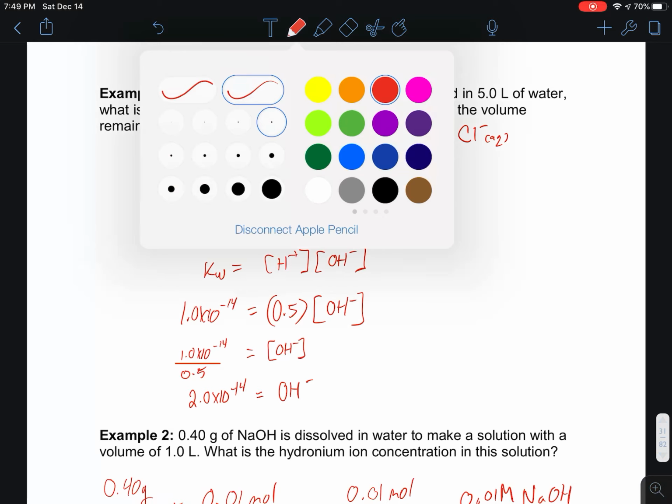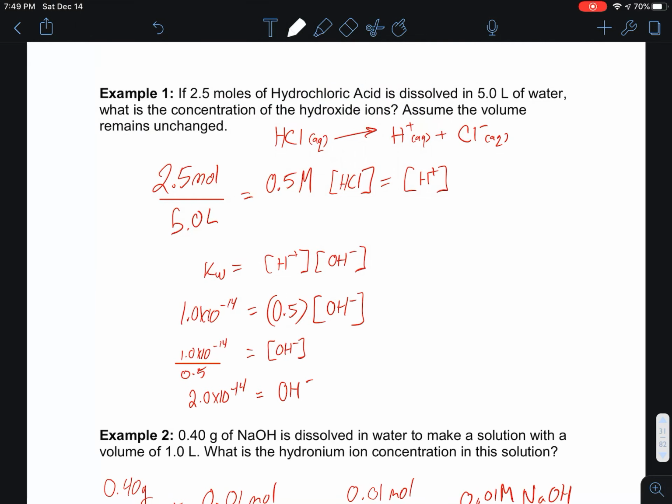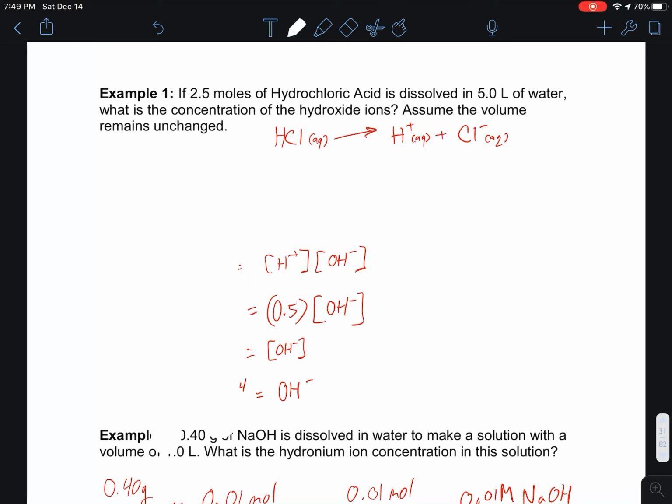So here's an example. If we had 2.5 moles of hydrochloric acid, and I'm going to do the same hiding trick here. Okay, so if 2.5 moles of hydrochloric acid is dissolved in 5 liters of water, what is the concentration of the hydroxide ions?